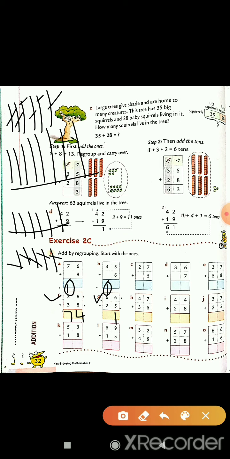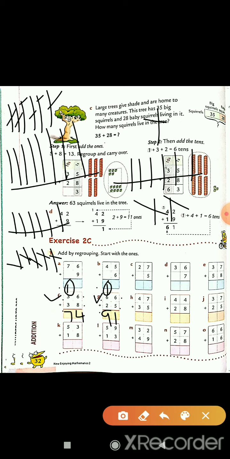Then 1, 6 and 2. So 1, 1, 2, 3, 4, 5, 6 and 1 and 2. Again 6 is the bigger number. What comes after 6? 7, then 8, then 9. So here 9. So your answer is 91.